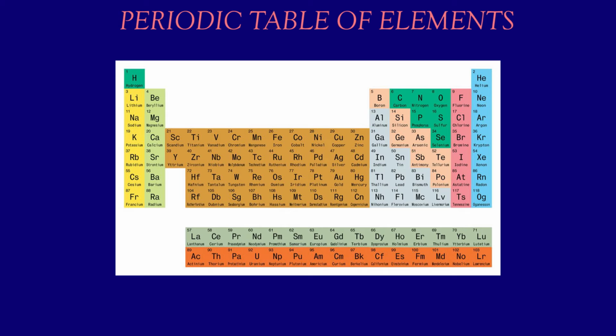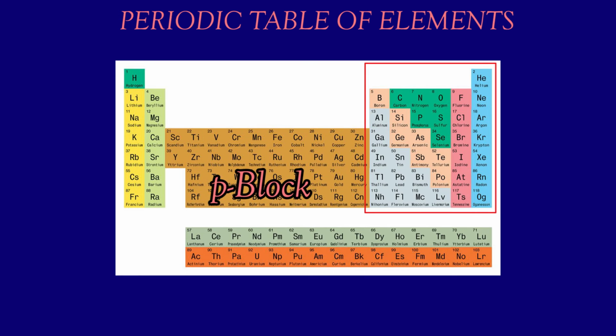Next, in P block elements, ranging from group 13 to group 18. These contain metals, metalloids, nonmetals, and noble gases at the last. Metals such as aluminium, gallium, indium, tin and others. Metalloids such as boron, silicon, germanium and others. Nonmetals such as carbon, oxygen, fluorine, phosphorus and others.